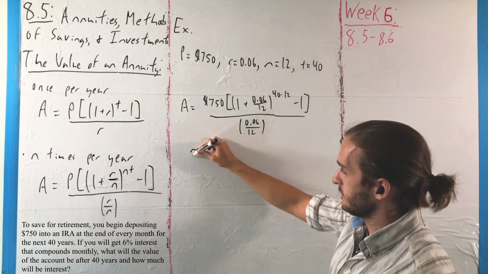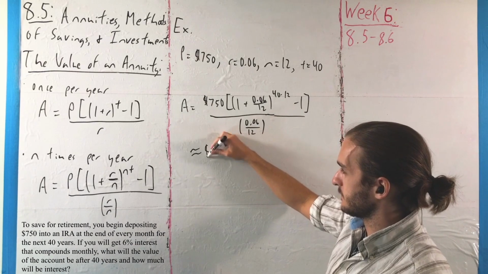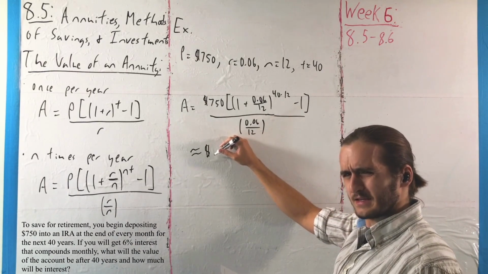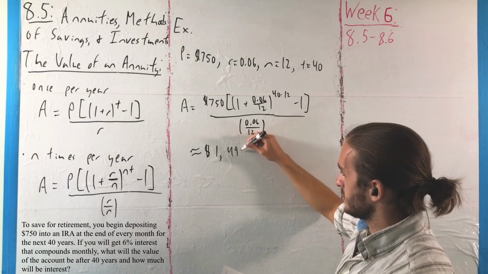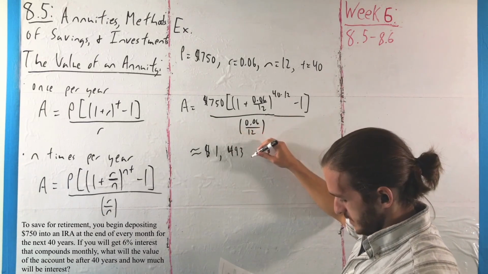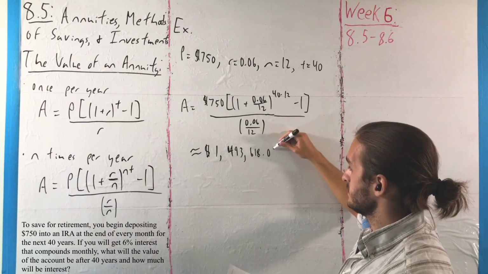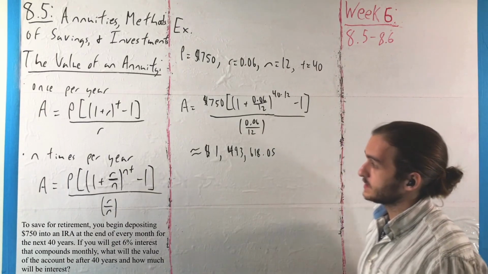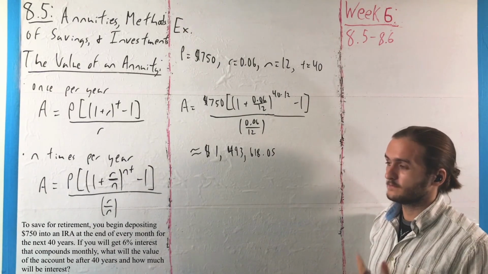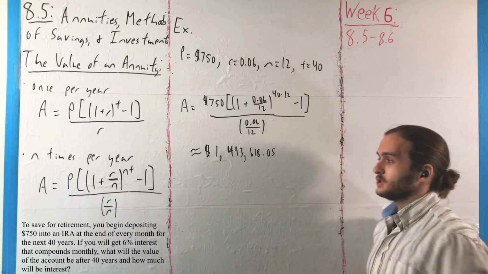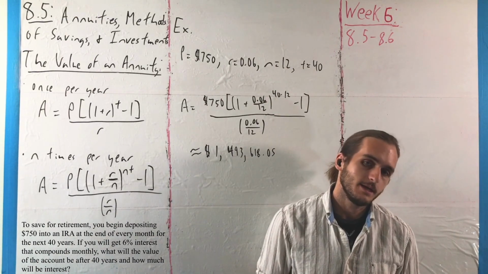You should get that the value of your annuity ends up being, I can't remember if this is approximate or exact, I think it's approximate, $1,493,618.05. Can't forget that nickel. So after 40 years, your account will go from having $750 to $1.4 million. You'll be one of those millionaires that I mentioned at the beginning.